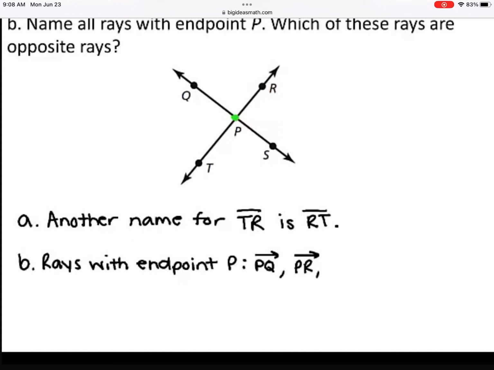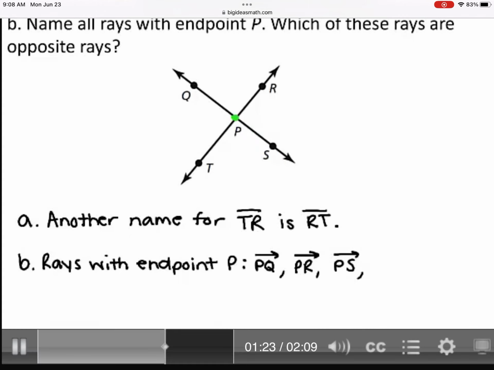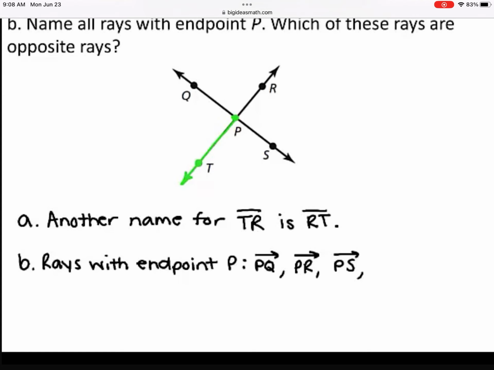A third ray on the diagram consists of endpoint P and all the points that lie on the same side of P as S. So you can name this ray ray PS. Finally, a fourth ray on the diagram consists of endpoint P and all the points on line PT that lie on the same side of P as T. So you can name this ray ray PT. This gives you a list of all the rays with endpoint P.